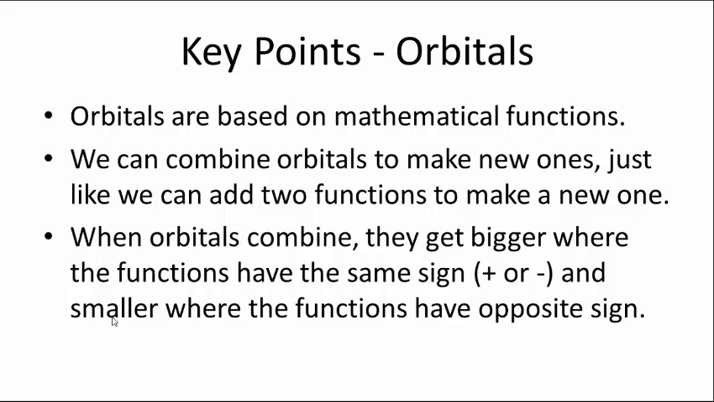When we add two orbitals, the function can be either positive or negative. And when you add two functions together, if they're both positive, you get a bigger number. If they're both negative, you get a bigger number. It's a bigger negative number, but it's a bigger number. But when you add two things with opposite signs, a positive and a negative, you end up with a smaller value because they cancel each other out. So when you combine orbitals, they get bigger wherever the functions have the same sign. They get smaller wherever the functions have opposite sign. Those are the key things to keep in mind.